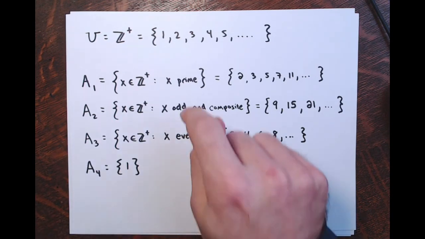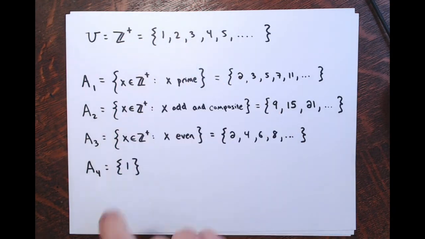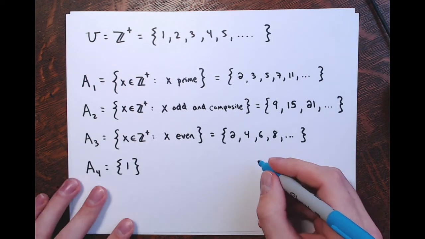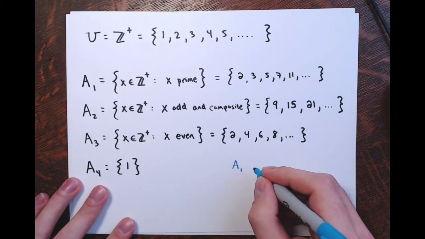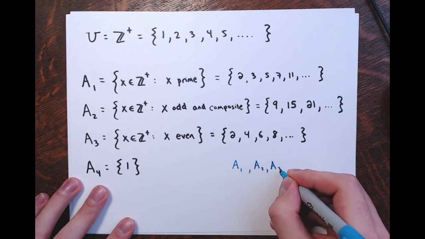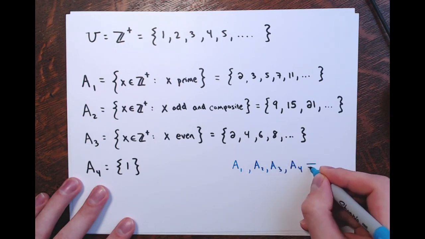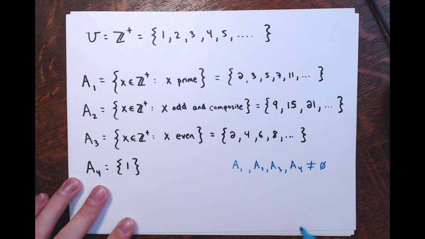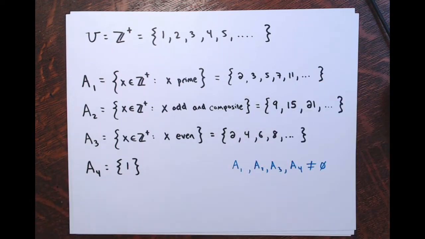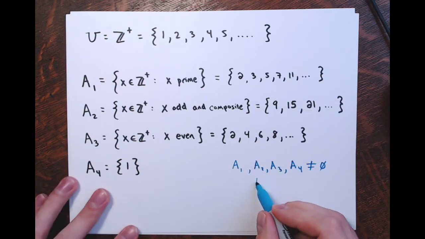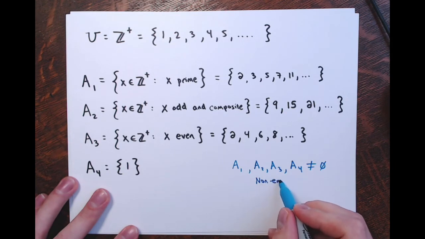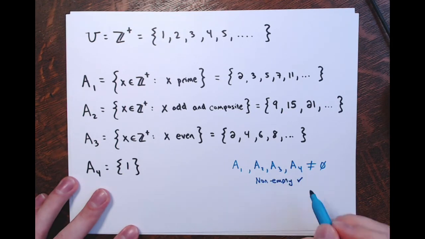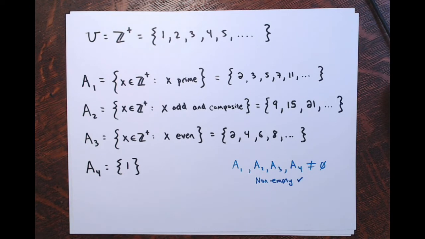So these are all subsets of the universal set. That was one condition. They're all non-empty. A1, A2, A3, and A4 are all not the empty set. They all have at least one number in it. That was another condition. They're all non-empty. Check. Are they pairwise disjoint?